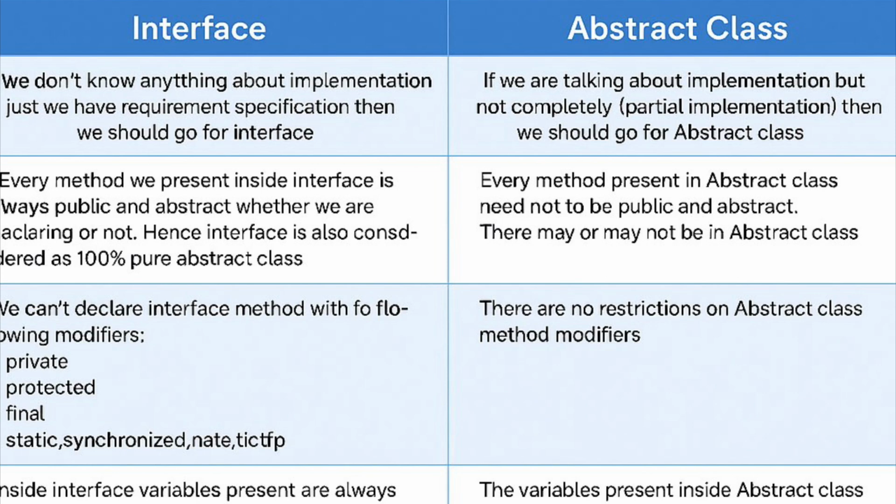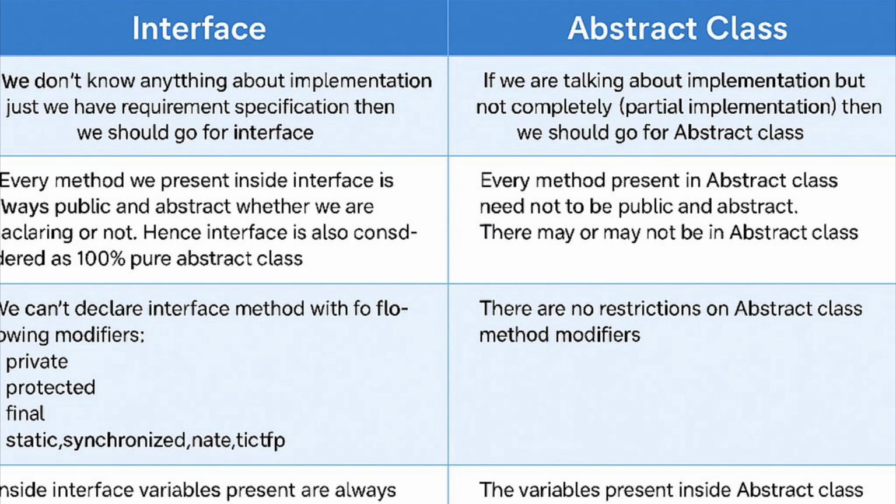Point 2. Method declaration. In an interface, every method is implicitly public and abstract. Even if you don't write it, that's why it's considered 100% abstract. Until Java 8 introduced default and static methods, but let's stick to the basics here. In an abstract class, you can have both abstract and concrete methods. This means some methods can be fully implemented in the abstract class itself.